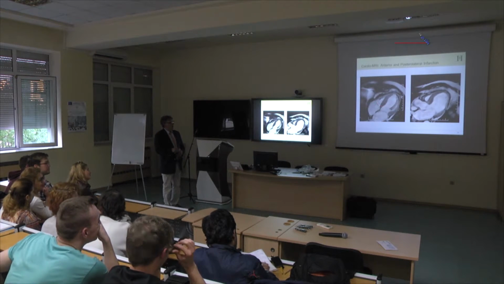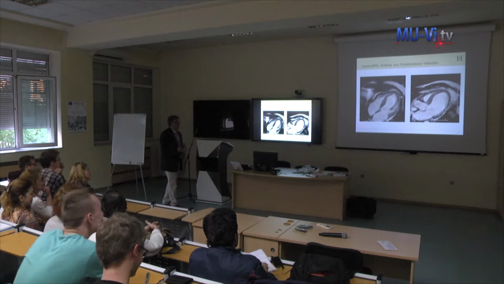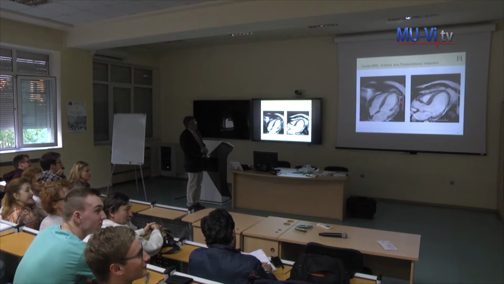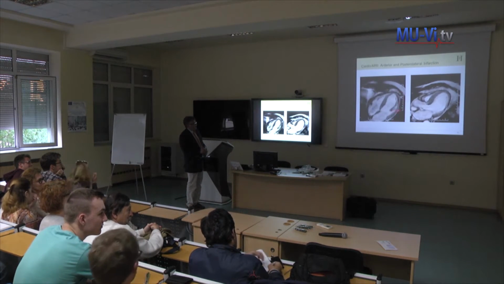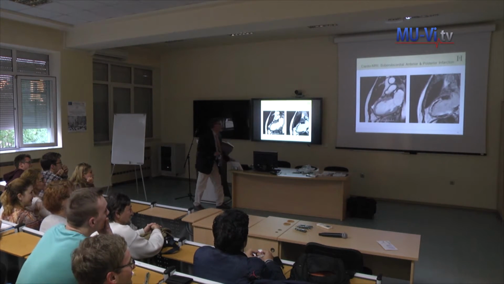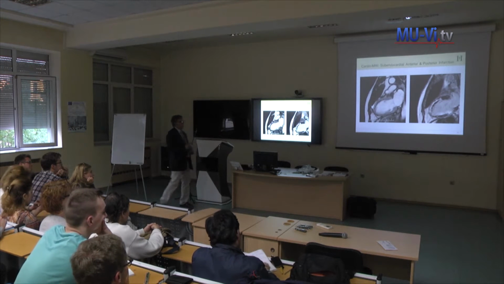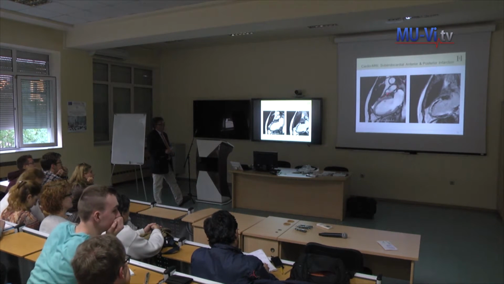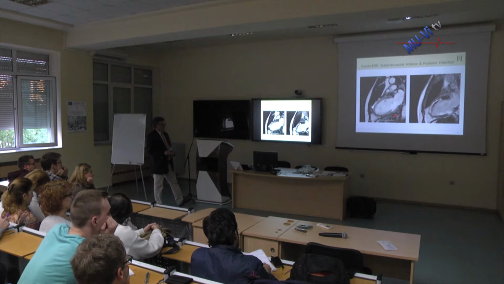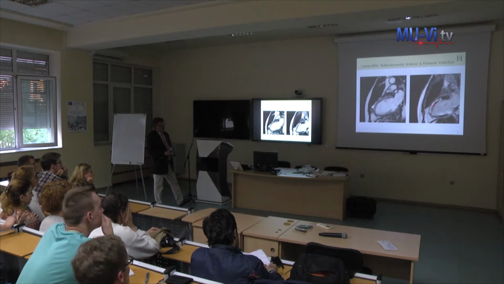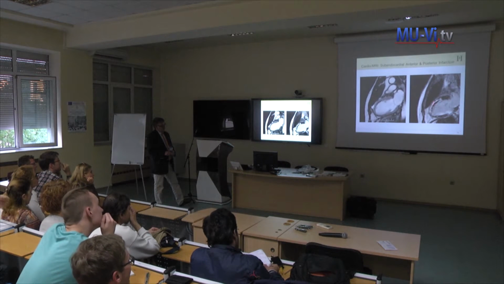This is an MRI of an anterior and posterolateral infarction. You see disturbed wall movement anterior and posterolateral. And this is an infarction of the anterior and posterior wall as well. And you see here in late enhancement the scars. The white lines are scar.